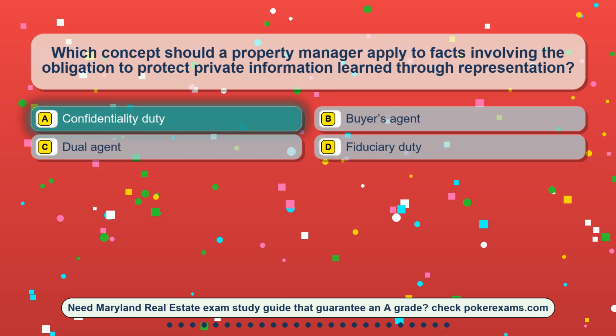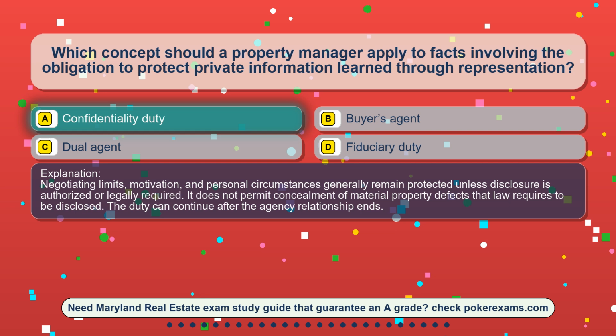The correct answer is option A, confidentiality duty. Negotiating limits, motivation, and personal circumstances generally remain protected unless disclosure is authorized or legally required. It does not permit concealment of material property defects that law requires to be disclosed. The duty can continue after the agency relationship ends.